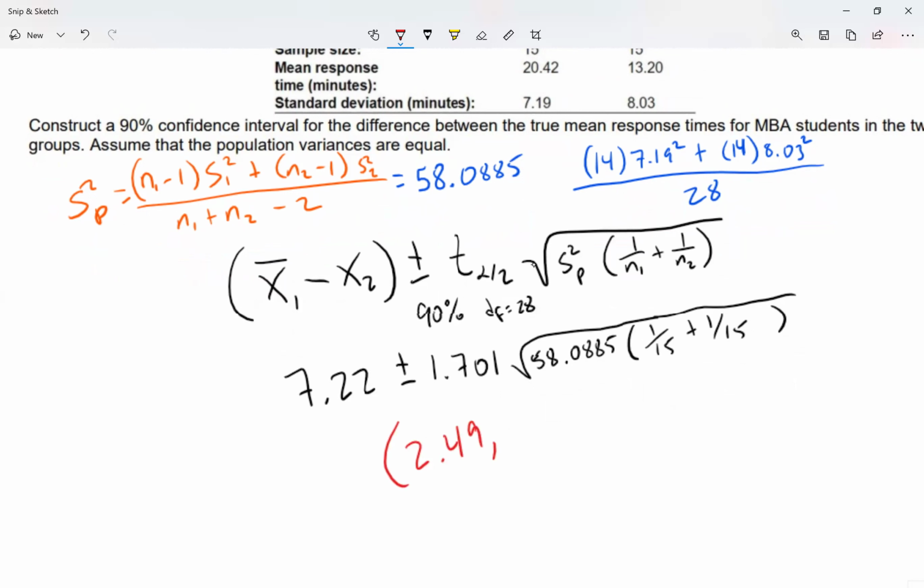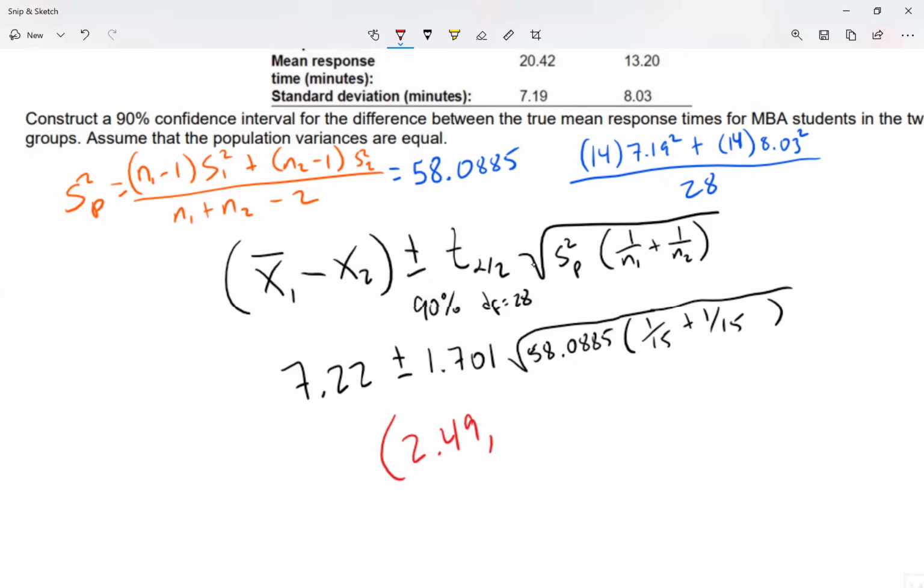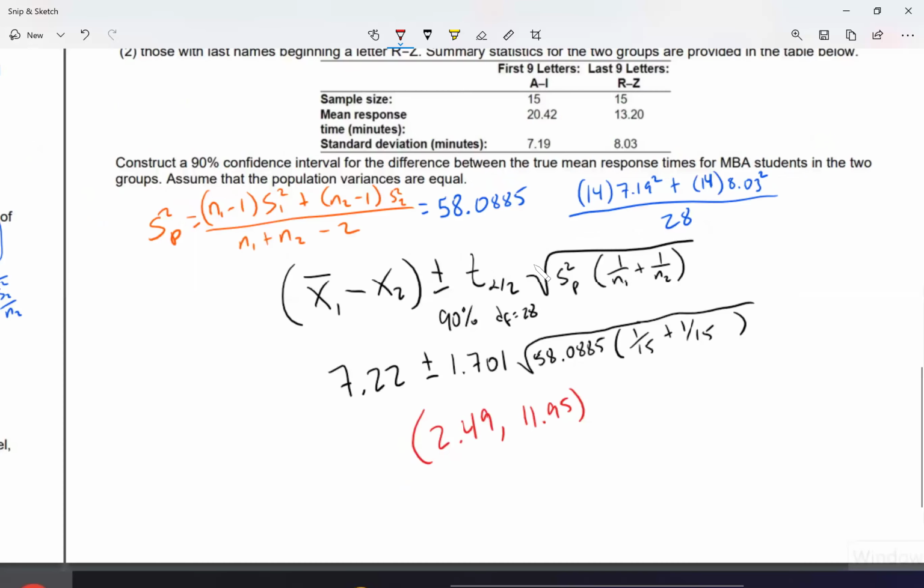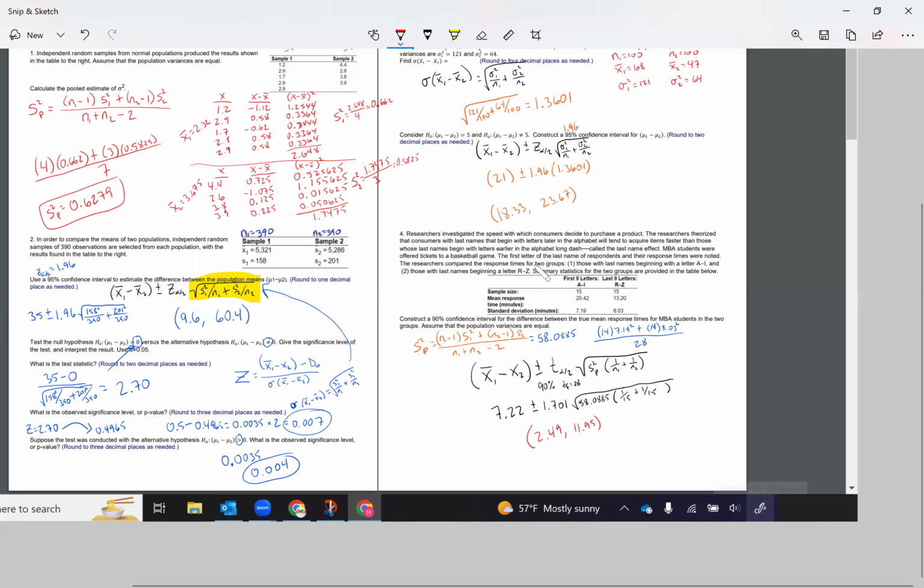I'm going to get 2.49. If I use the plus, so 7.22 plus 1.701 times the whole square root, I want to round my answer to 2 decimal places. I get 11.95. Okay. Let me zoom out, show you everything we did today.